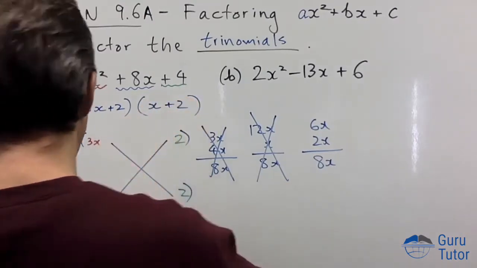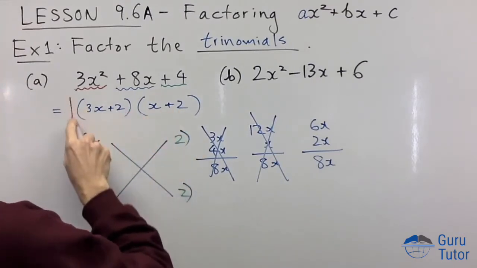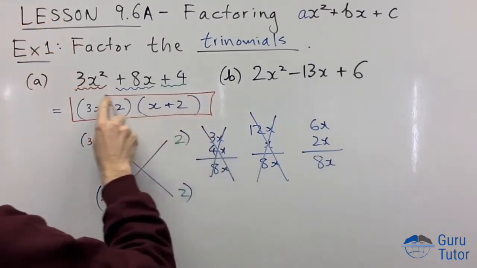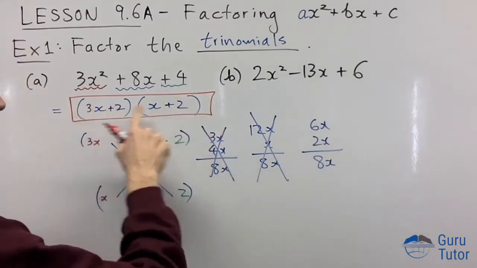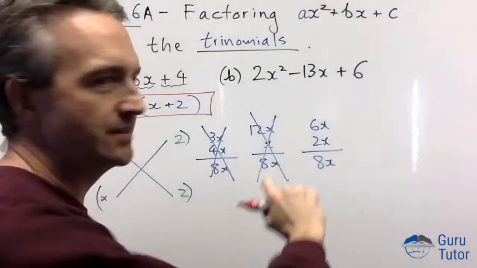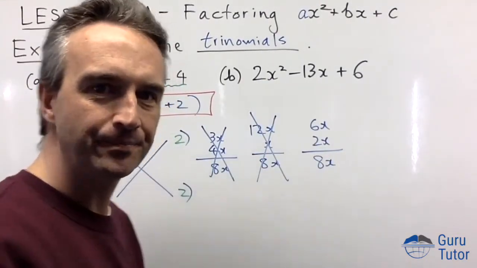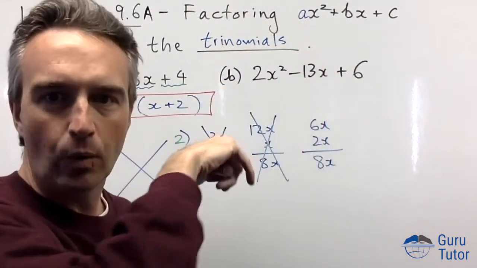Again, the order doesn't matter. This could be x plus 2 here and 3x plus 2 here. The order does not matter because of the commutative property. Okay, and that is the answer. If you did FOIL on this and collected the like terms, you would end up with that. So that is how you factor trinomials where the leading coefficient is not 1.